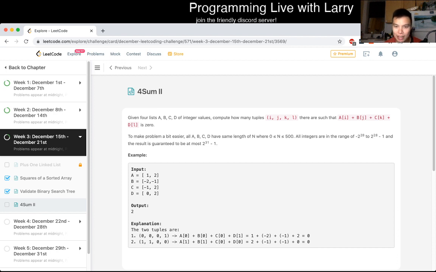Okay, so you have four lists, and n is 500. So you have to take an item from A, B, C, and D and sum to zero. If n is less than 500, we could just have an n squared algorithm. We could just take any two of these arrays, and there'll be n squared possibilities just by a cross product. And put them in a set and then look up with the other n squared.